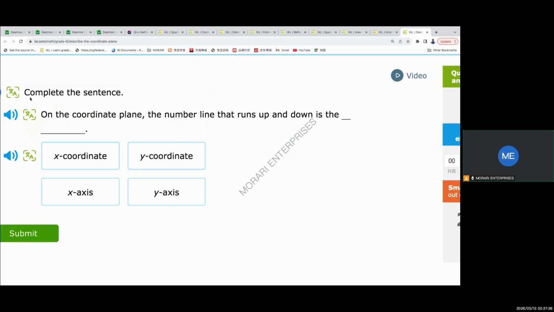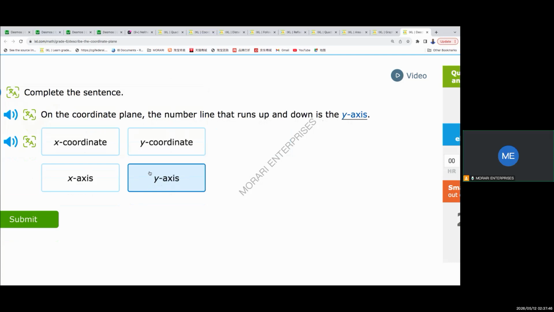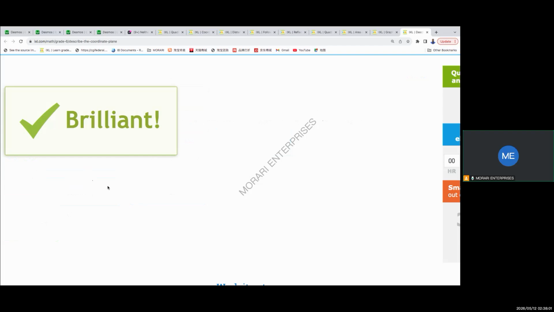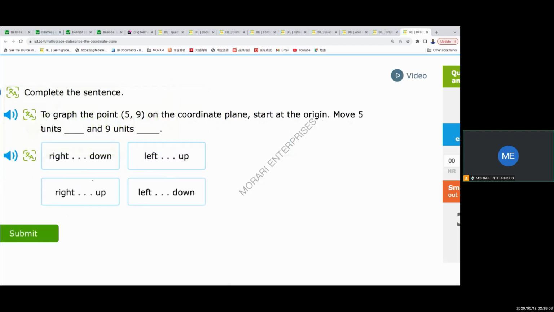Correct. Next question. On the coordinate plane, the number line that runs up and down is the y-axis. That's a number line, not the y-coordinate. A coordinate is a number that, if it is positive, indicates high, and if it is negative, indicates low. The y-axis is that line, so the number line. Axis is another word for line. Okay, let's take another one.